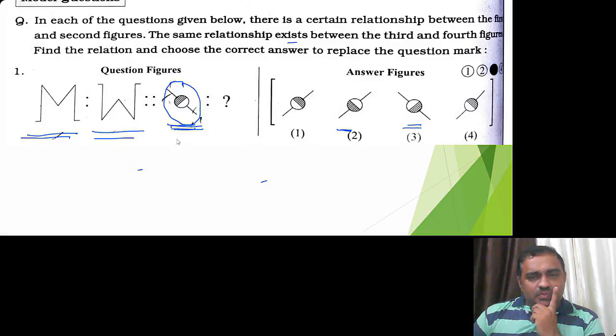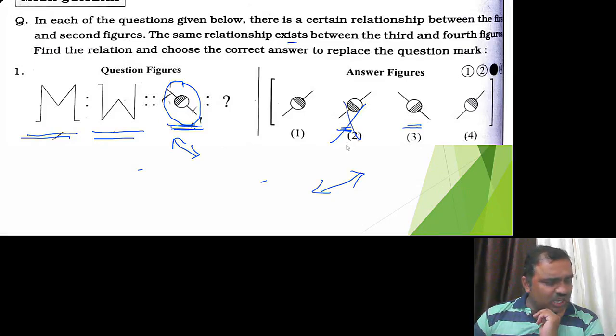See, the position is left and right. And I told you, in water image, left remains left, right remains right. So why are you changing the position in option number 2? The opposite sides are there, right and left. So this is totally wrong.